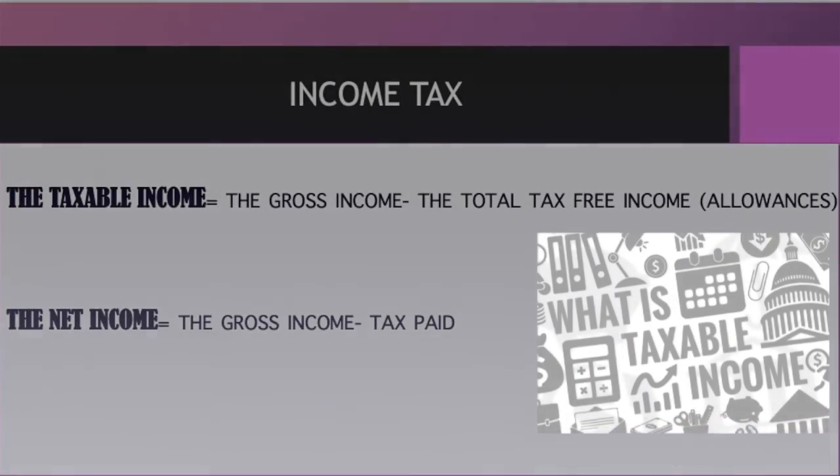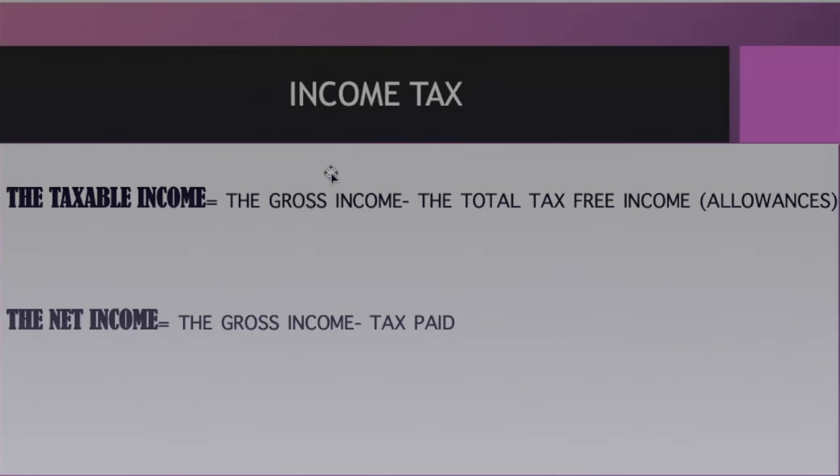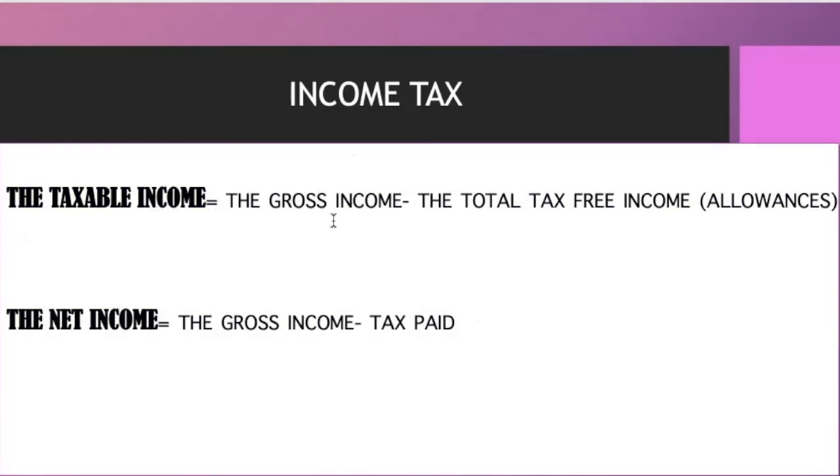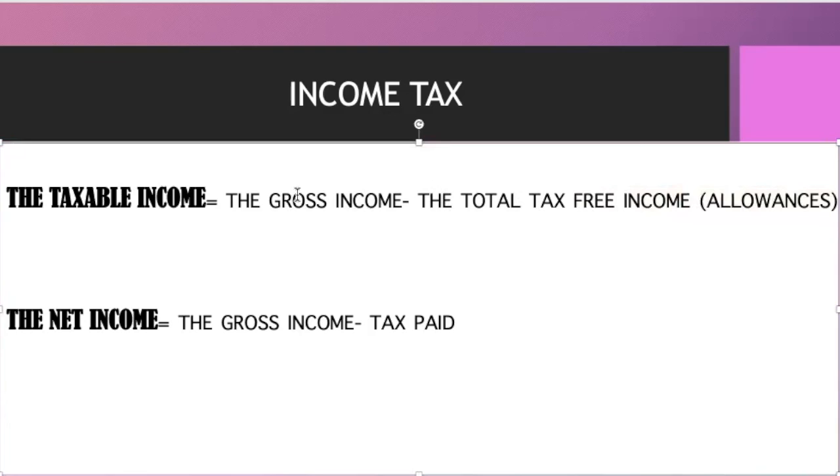Now, to get the taxable income, we talk about the gross income. The gross income is everything; you have your allowance, and income tax hasn't been removed. So the taxable income is the gross income minus the tax-free income. That's the allowance. You have to remove the allowance from the gross income because it is not taxable. So taxable income is gross income minus the total tax-free income. The net income is the gross income minus the tax paid.